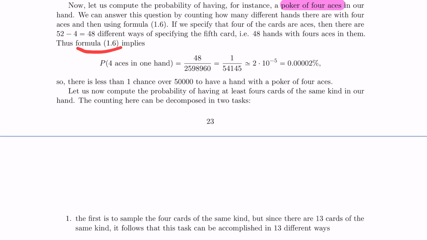Applying formula 1.6, we get that the probability of having a poker of 4 aces in one hand is given by 48 divided by the cardinality of the sample space, that is around 2 times 10 to the power minus 5. Here the take-home message is, if you are playing poker with a bunch of friends and one of them claims to have received a hand with a poker of 4 aces, either your friend is very lucky, or much more probably, your friend is cheating.